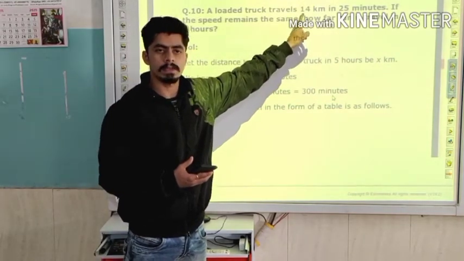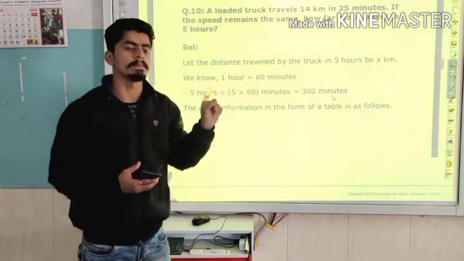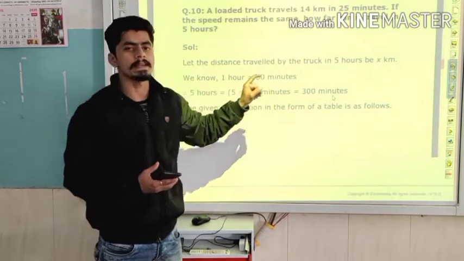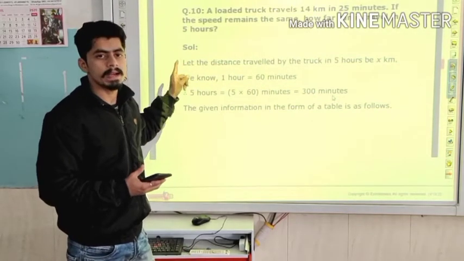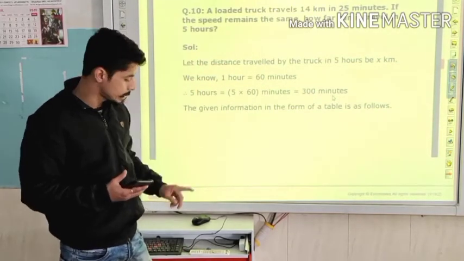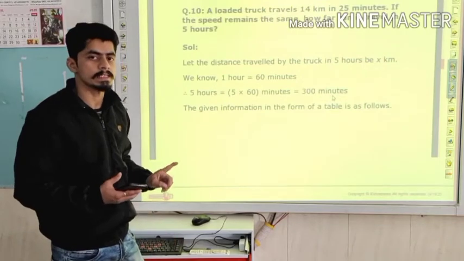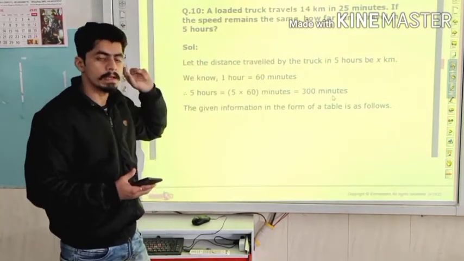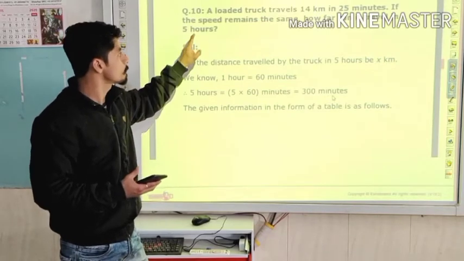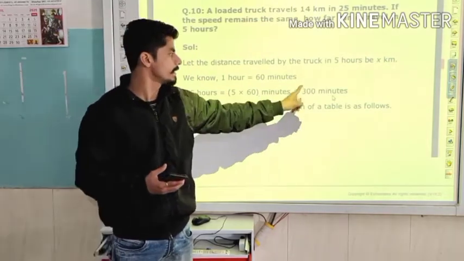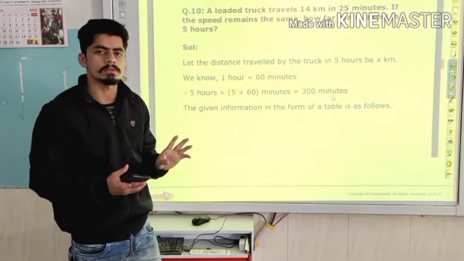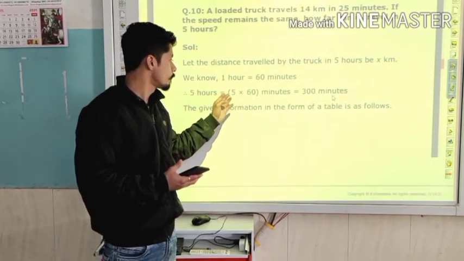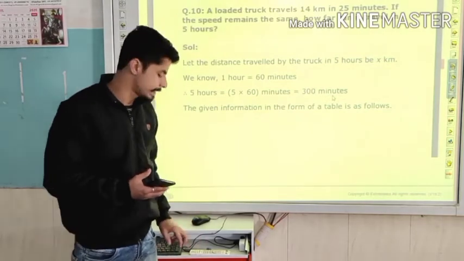The distance is given in kilometer and the time is given in minutes. If the speed is same, we have to find the distance which is covered by the truck in 5 hours. So firstly we have to convert the data into the same unit, that means minutes, so we have to find the value in minutes only. So we have to change the 5 hours into minutes. As we know that 1 hour is equal to 60 minutes, simply we have to multiply 5 with 60, so we get 300 minutes.